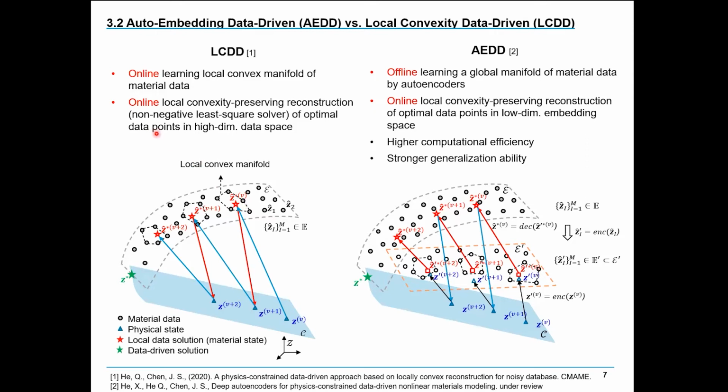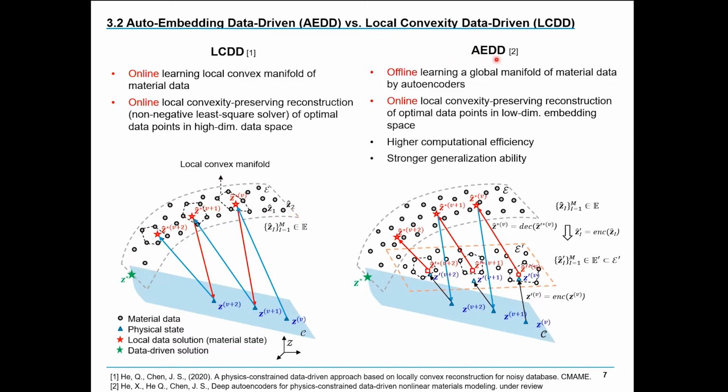However, all the local data searching and reconstruction operations of this local convexity data-driven framework operate in the high-dimensional data space of the material data, doing online computation with a non-negative least square solver. And this can be computationally expensive, especially when we are dealing with a large data set and a large scale system.